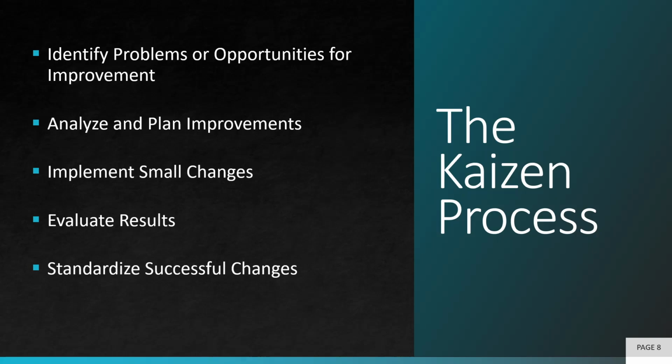The Kaizen processes: the first one is identify problems or opportunities for improvement, because when we know the problem, when we know the opportunities, then only we can do the improvement. So it is very much important that we should know the problem, or we should know what all opportunities are there.